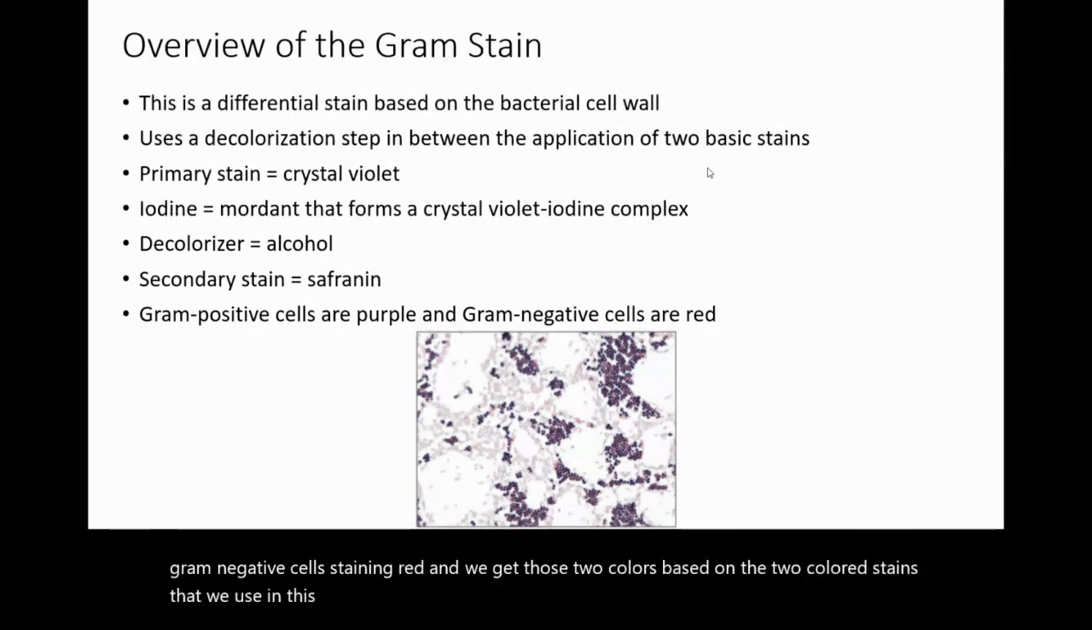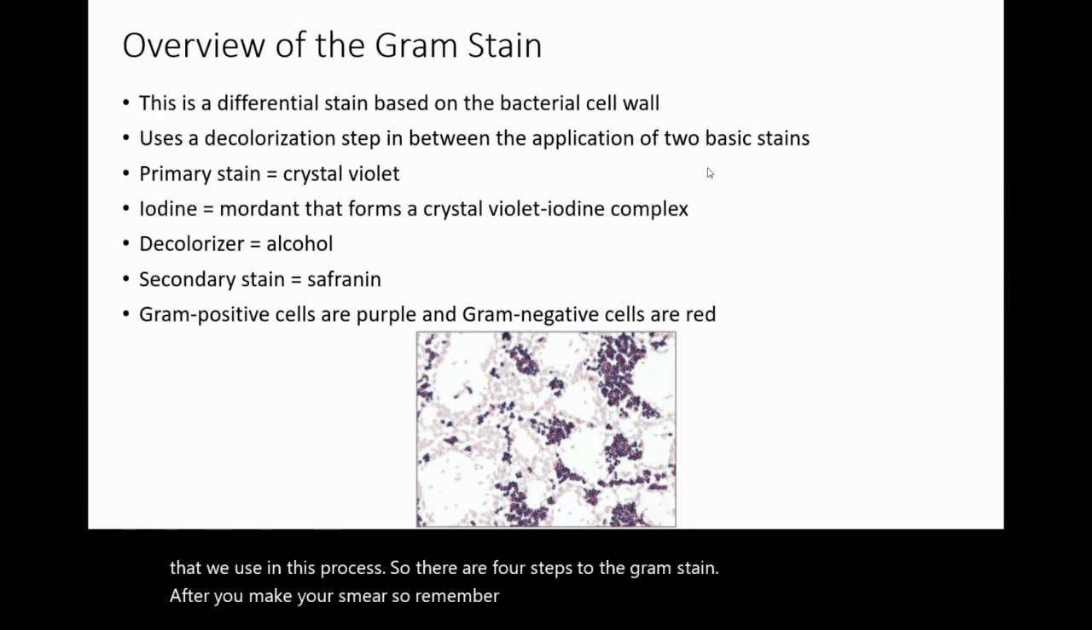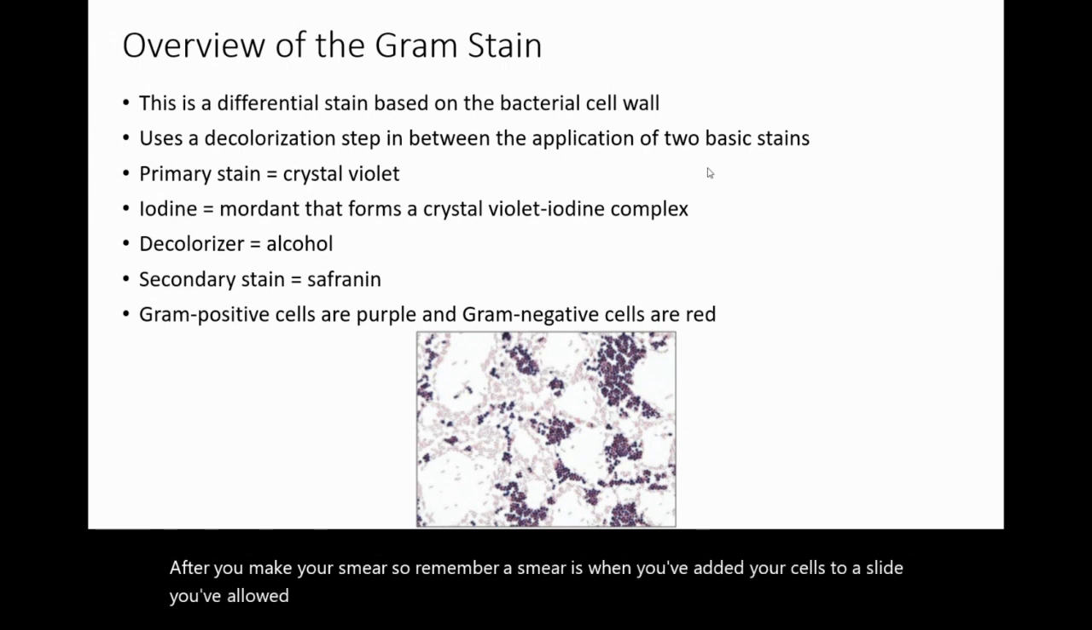And we get those two colors based on the two colored stains that we use in this process. So there are 4 steps to the Gram stain. After you make your smear, so remember, a smear is when you've added your cells to a slide, you've allowed them to air dry, and then you've heat fixed them. That's where the smear process ends. Now we're going into the staining process.